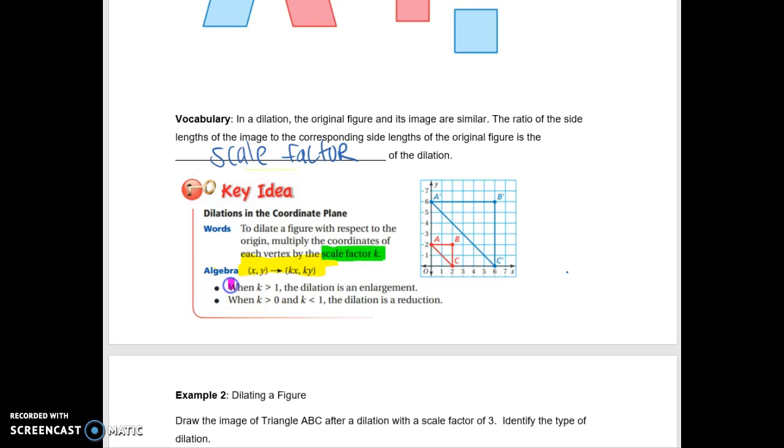Whenever we have a scale factor that is larger than 1, that is an enlargement. Whenever the scale factor is greater than 0 and less than 1, it is a dilation of reduction. So what that means is if it's a decimal or a fraction, decimals and fractions are between 0 and 1, that is a reduction. If it's larger than 1, it is an enlargement.